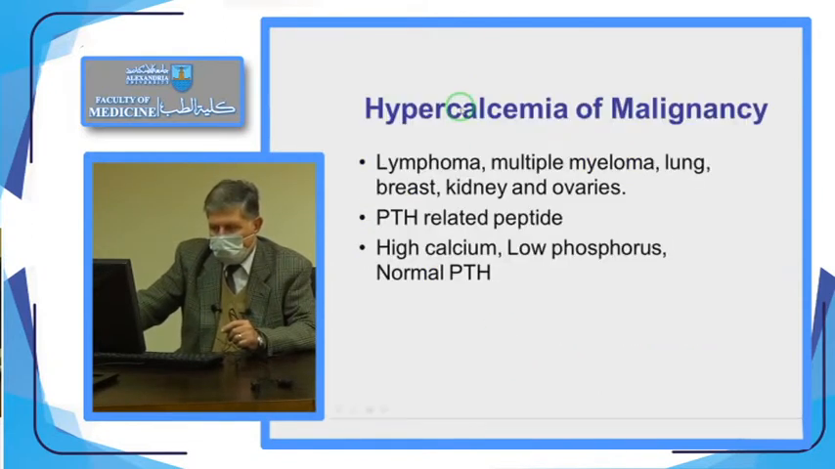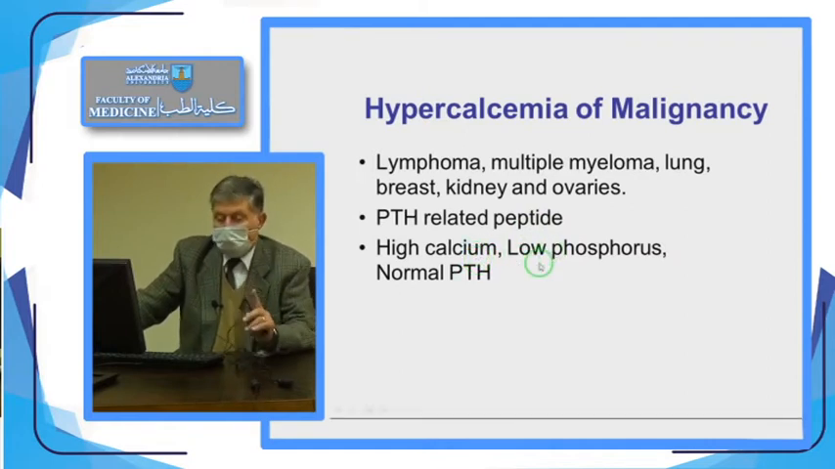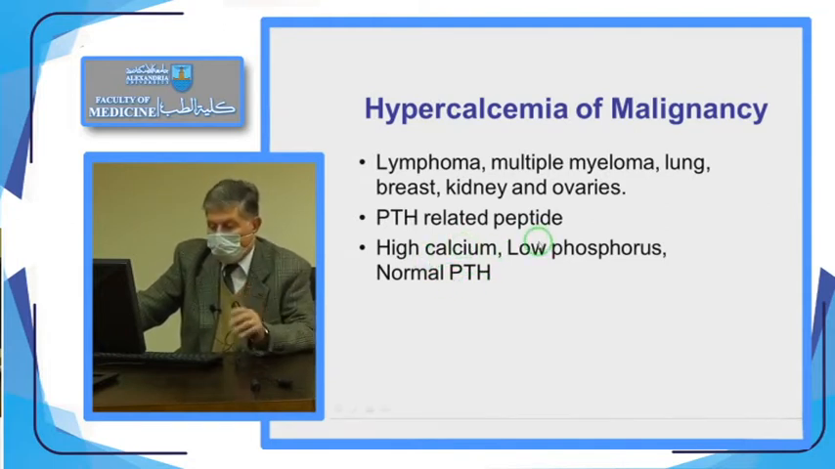This is the hypercalcemia of malignancy. These are the different tissues, as I told you: lung, breast, kidneys, ovaries, gut, or lymphoma, multiple myeloma. And this tumor secretes the PTH-related peptide. It will lead to high calcium, low phosphorus, but normal PTH. Because in primary hyperparathyroidism, we've got high calcium, low phosphorus, but the PTH is high. While in a patient with hypercalcemia of malignancy, the calcium is high, phosphorus is low, and the PTH is normal.